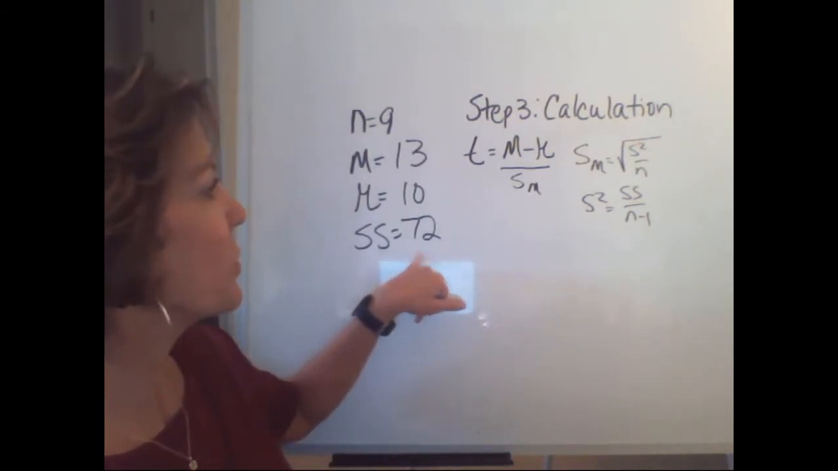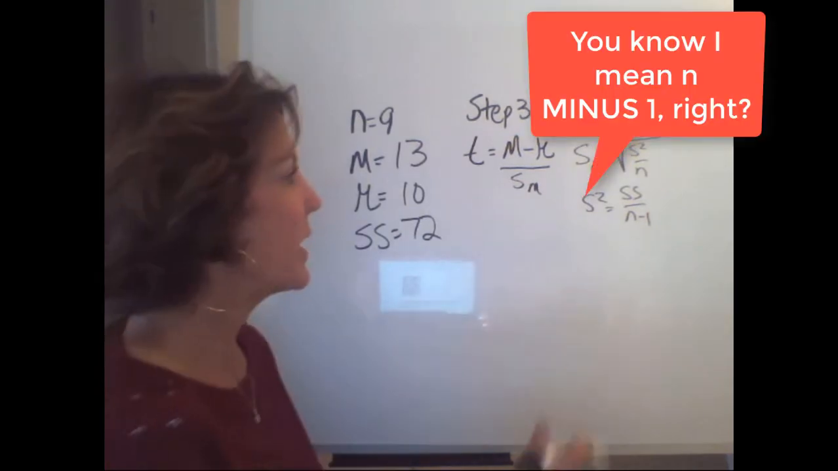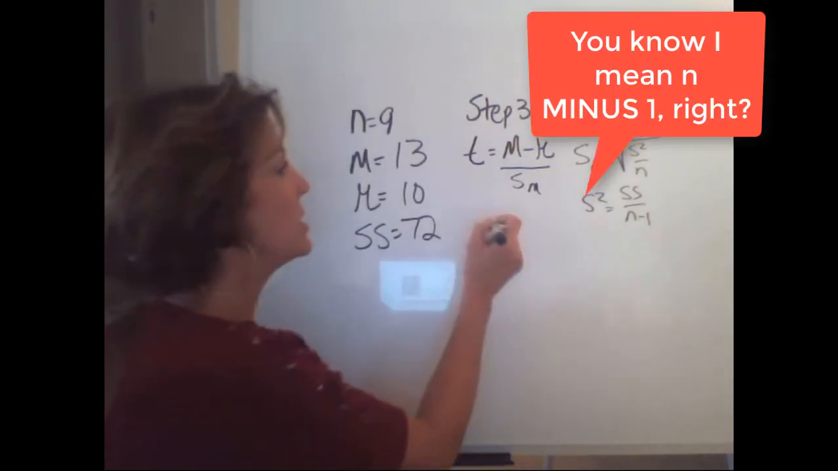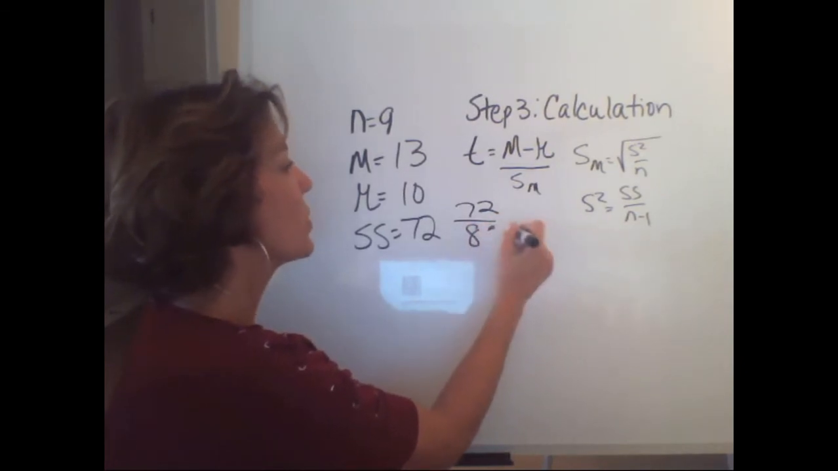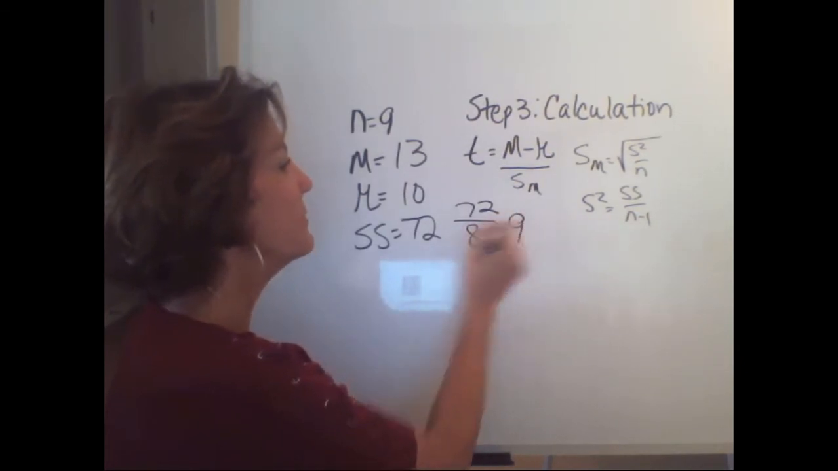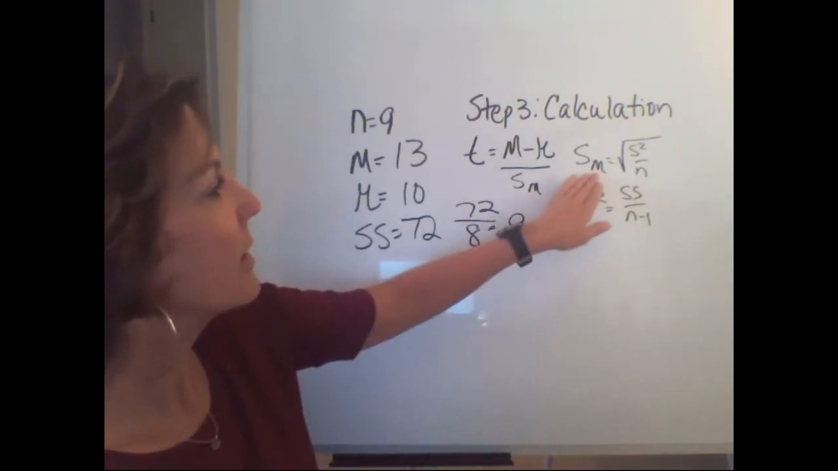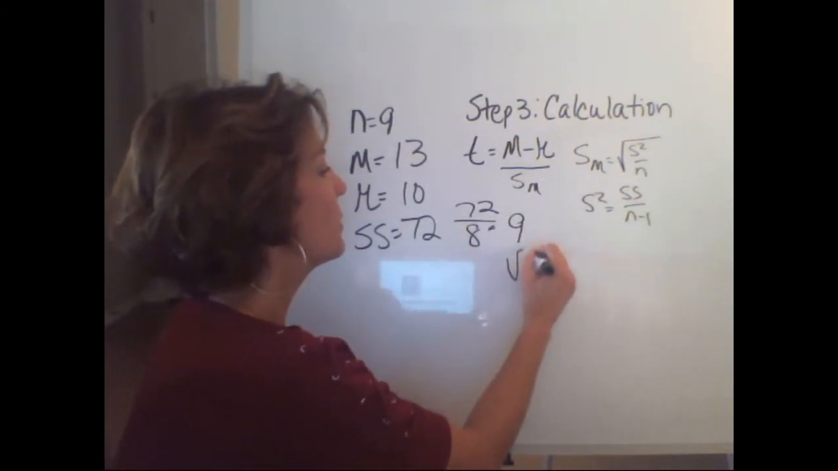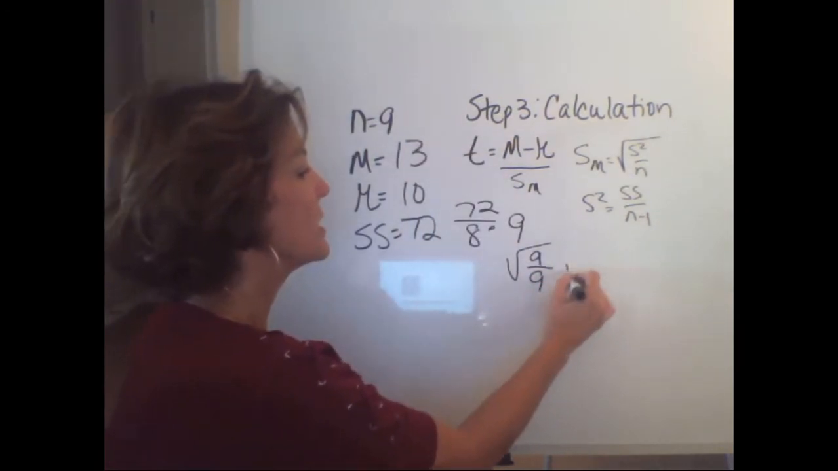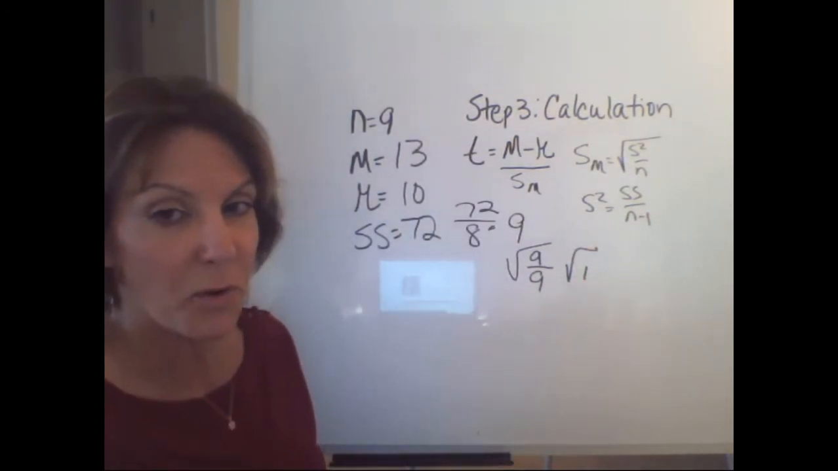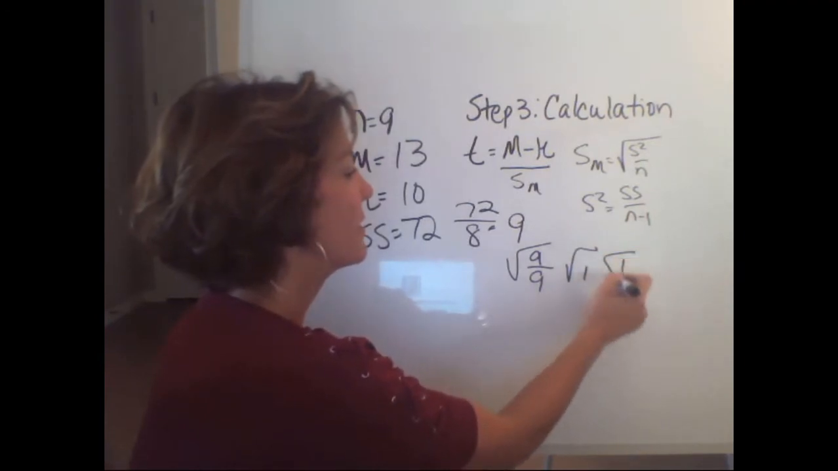It's the sums of squares divided by n minus 1. So our sums of squares were 72, and that's divided by 8. So our variance is going to be 9. And our standard error is the square root of our variance divided by our n. So our standard error in this case is the square root of 1, which is going to be 1.